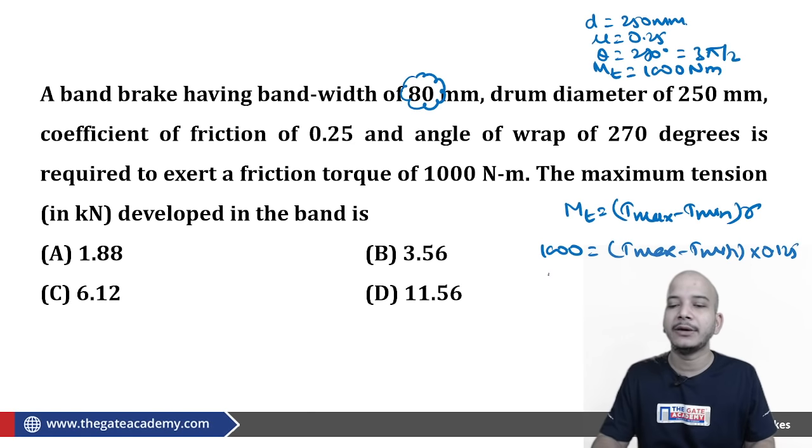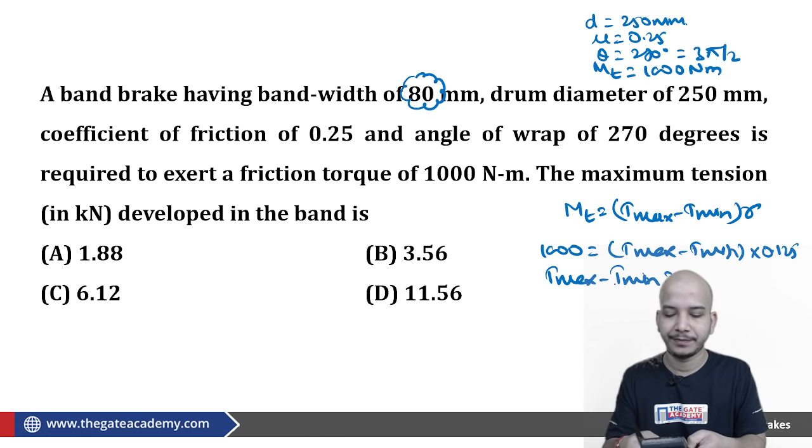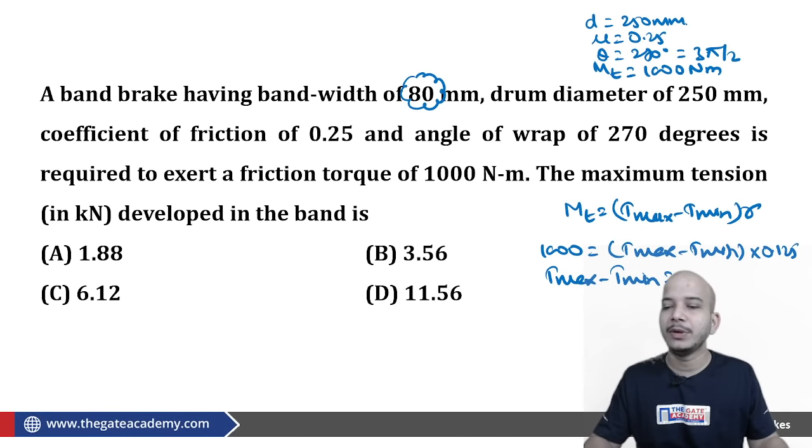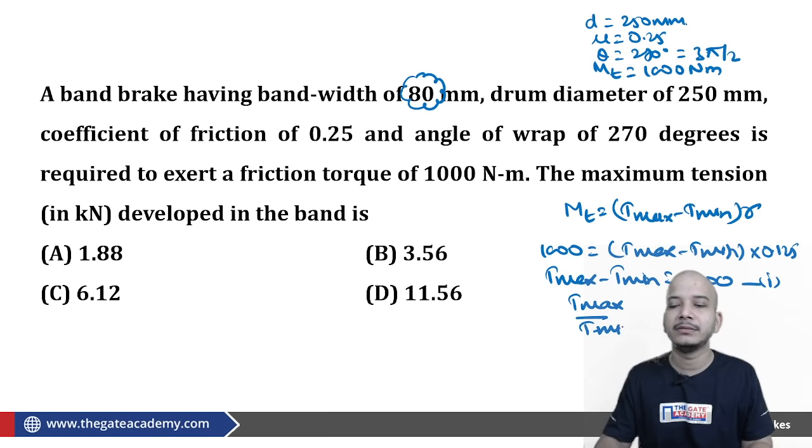From here you can say that T max minus T minimum will be equal to 8000. This is the first relation which we got. After that we also know that T max by T minimum is equal to e to the power mu theta.